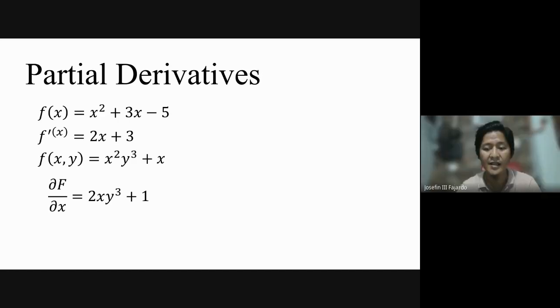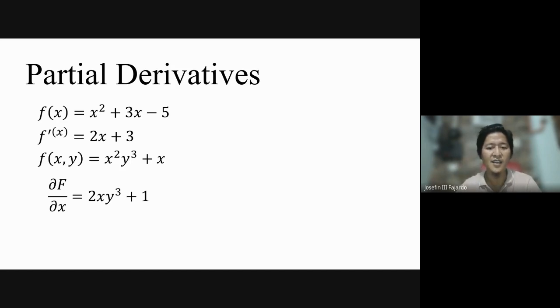Unlike kapag, if you would remember, yung ating implicit differentiation, depende kasi both x and y are considered variable sometimes. So, nagkakaroon tayo dito ng tinatawag na you can use yung product rule pag ginagamit natin, di ba? Pero ngayon, dahil we treat the other variables as constant, parang constant lang siya.